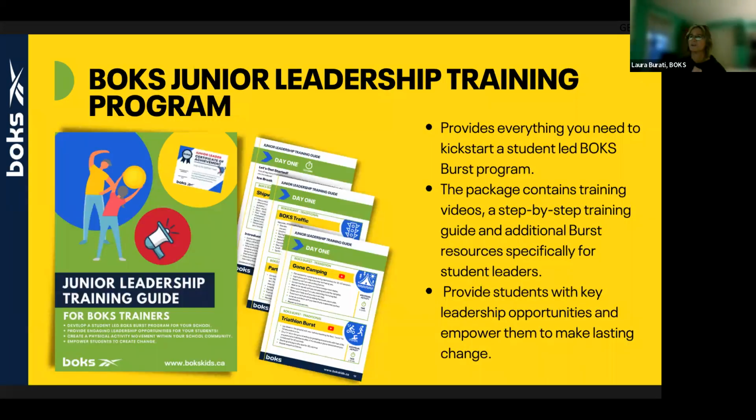We also have a BOKS Junior Leadership Training Program. The idea is to get older kids to teach the BOKS Bursts that we talked about earlier in the classroom. There's a whole program behind it, with videos on how to do that, as well as a junior leadership certificate. It's a really cool way to get kids involved in actually leading the BOKS Bursts.